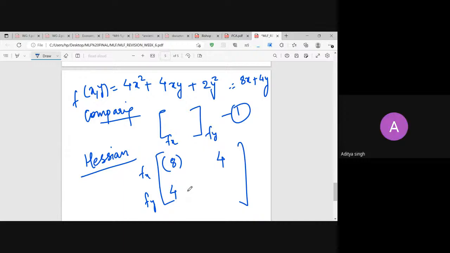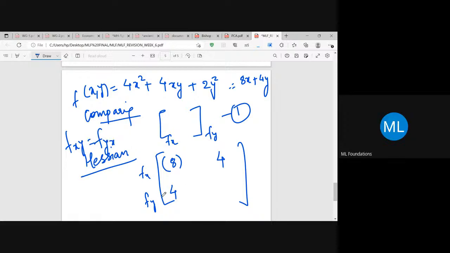So here will be f of yx. This is f of yx. So f of xy or yx are both the same. Whether you differentiate the function first with respect to x and then with respect to y, or with respect to y first and then x, you'll get the same value.